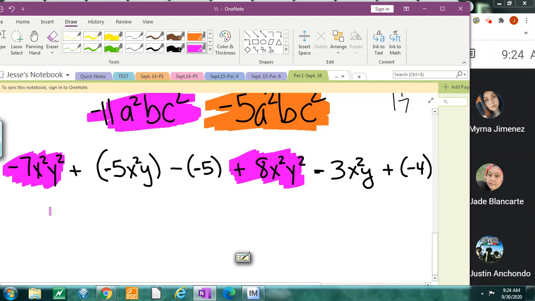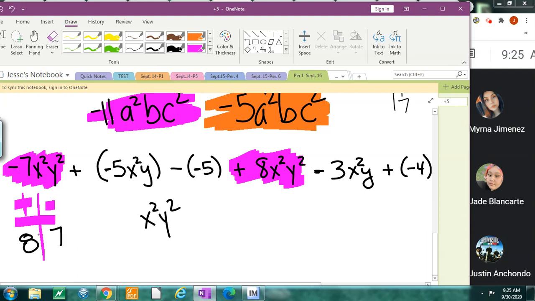Okay. So then we do the little t chart, plus, minus, and then I'm going to go ahead and put, well, do I have to write x squared y squared? No, you could write it right here if you want. X squared y squared. And then let's find the coefficient. So we have -7 and +8. So what would be my answer for that?